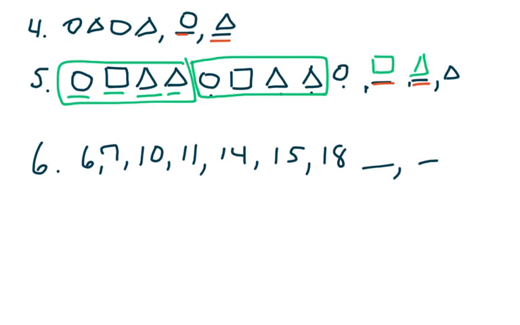Okay, well, here's another numerical puzzle. It's a pattern here, and what we've got to do is figure out what they are doing. How are they making this pattern? Well, it's 6, 7, 10, 11, 14, 15, 18. See if you can figure out what the next two in this pattern are. Put me on hold and try to figure out what they are.